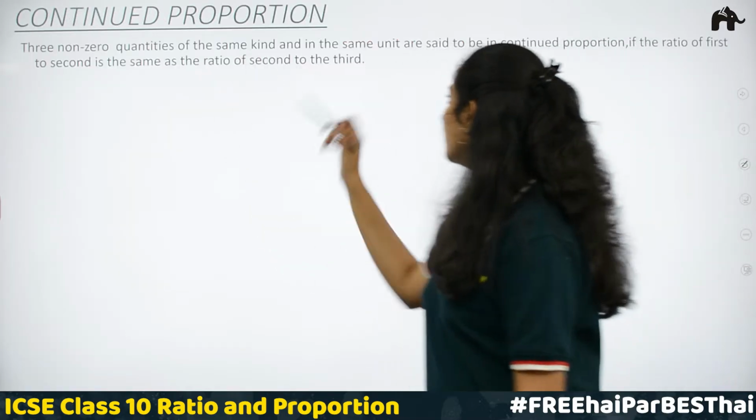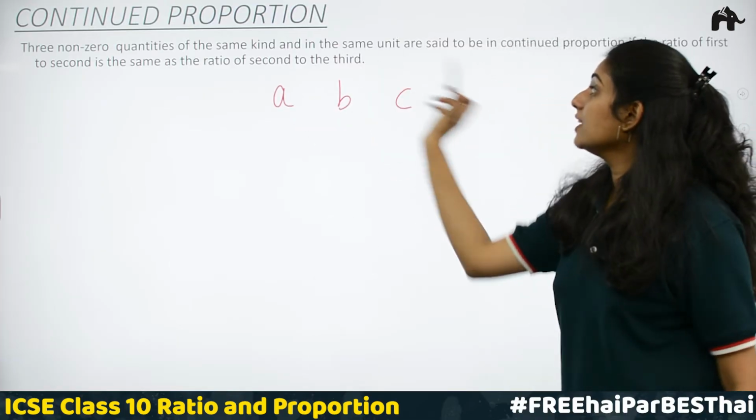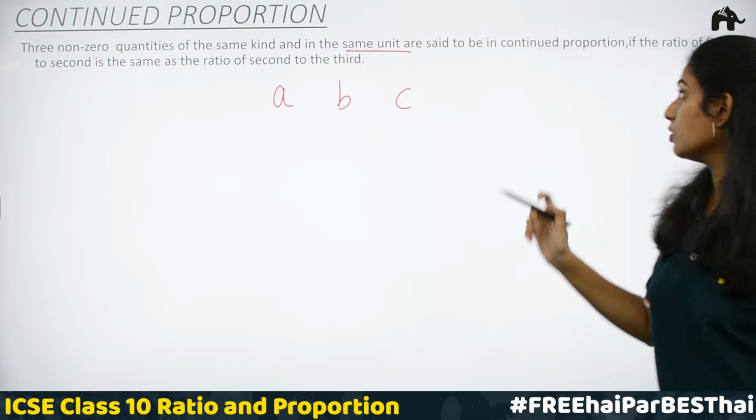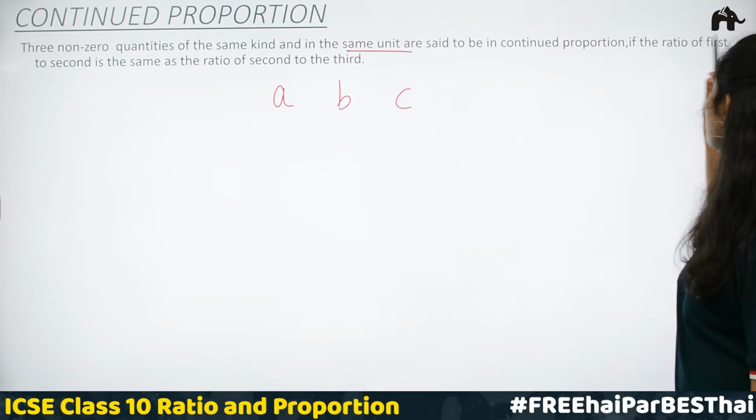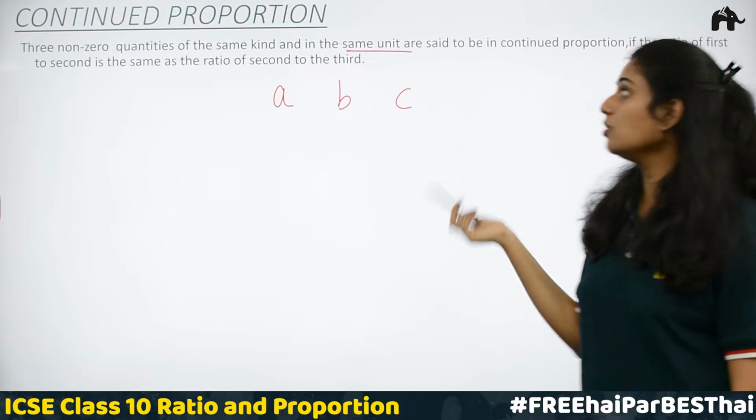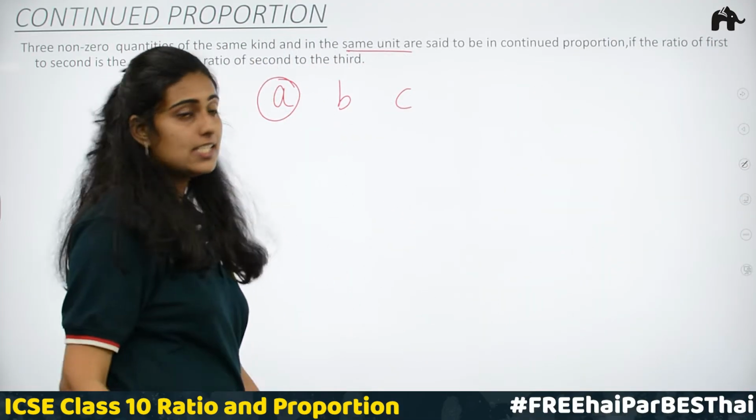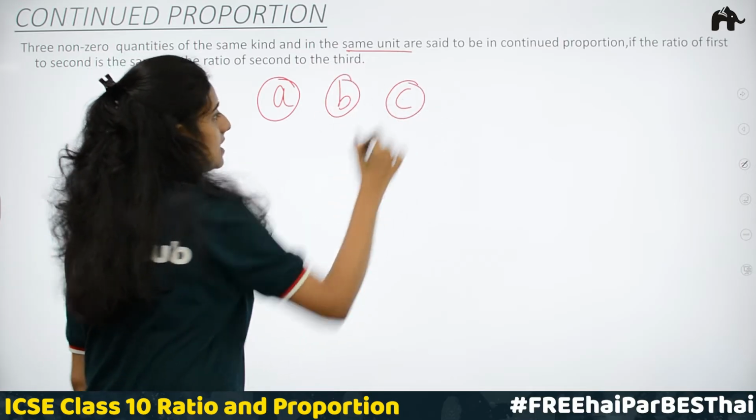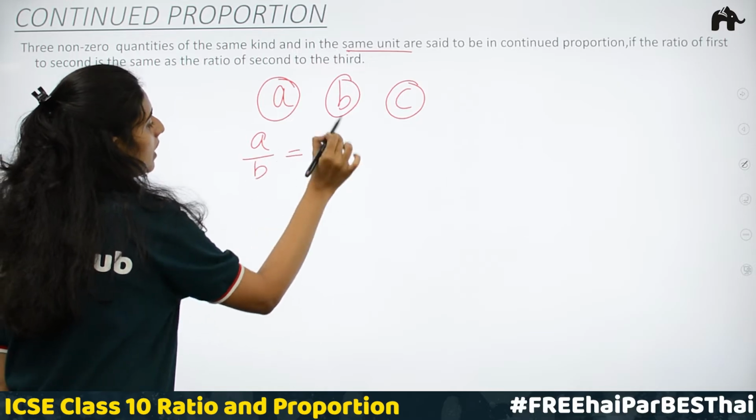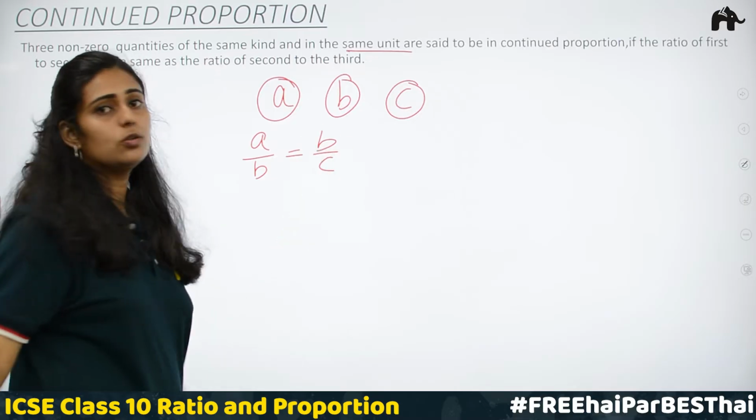Three non-zero quantities, let us take A, B and C, of the same kind and the same unit. Unit is very important. They are said to be in continued proportion if the ratio of the first to the second is the same as the ratio of the second to the third. Here the first is A, second is B and third is C. According to continued proportion, A by B is equal to B by C.